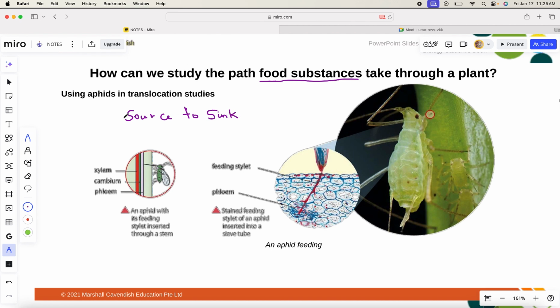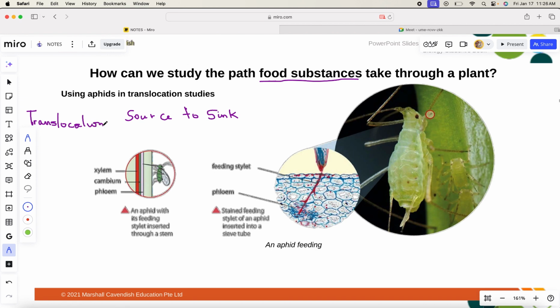From the source to the sink. The process is known as translocation. So in the exam, they may ask you to define translocation, or they will explain some concept and ask, the process is known as what? Then you should be able to tell that the process is translocation.